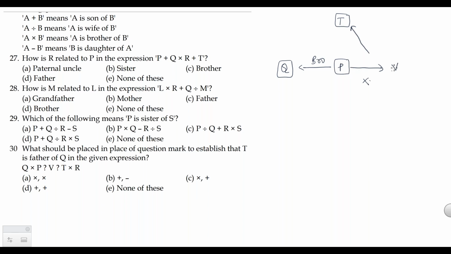And if P is the brother of V, then V should become son or daughter of T. Right? So brother, one relation I got into. Now I have to make it son or daughter. If I wanted it to be son, it should be plus, or if I wanted it to be a daughter, it should be minus. So my answer should be either into plus or into minus. So here in the answer options, if you observe, I have one option into plus. So we can consider C as the answer.